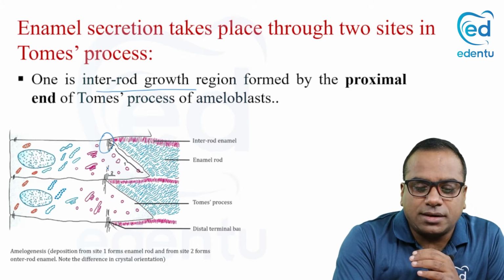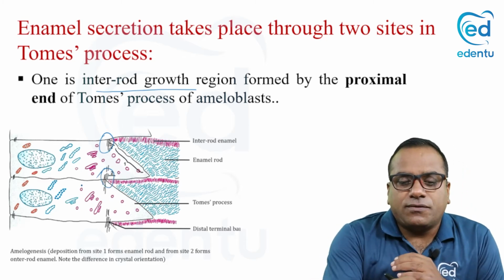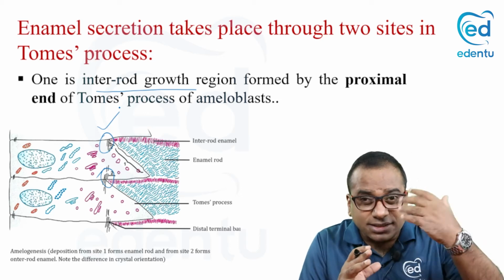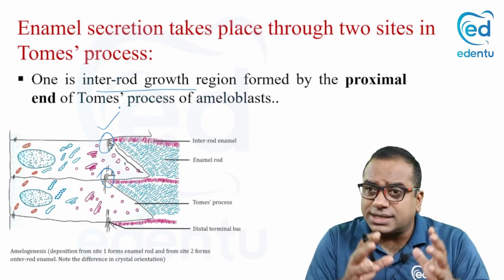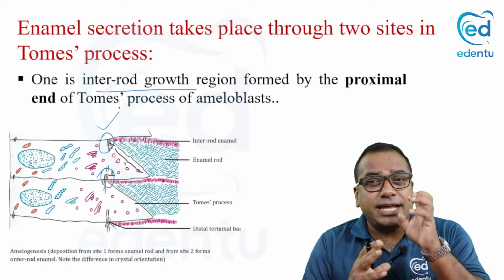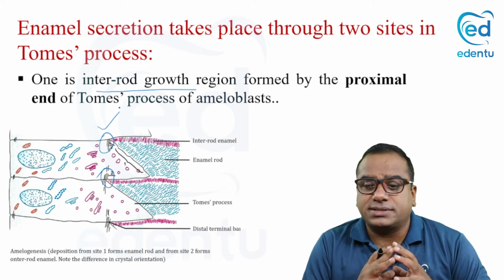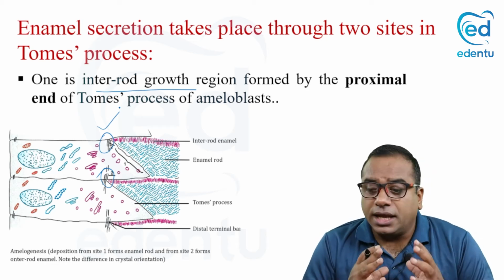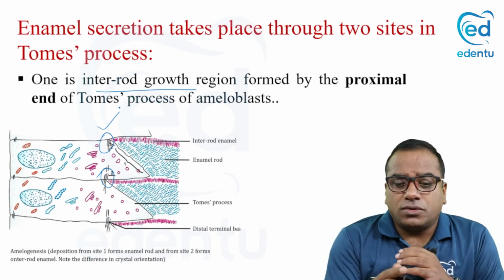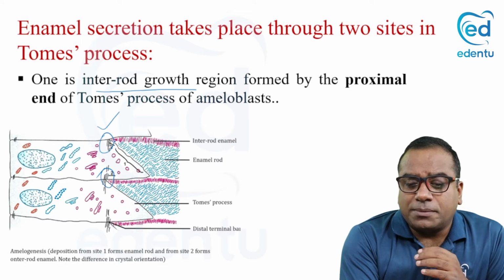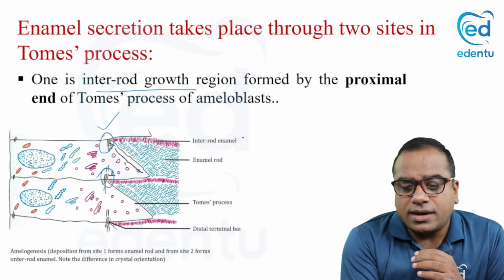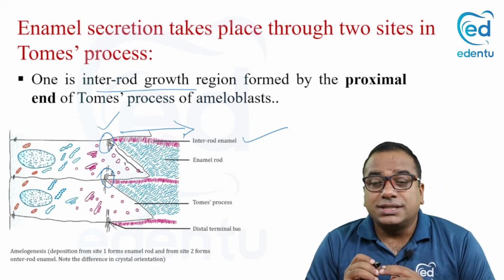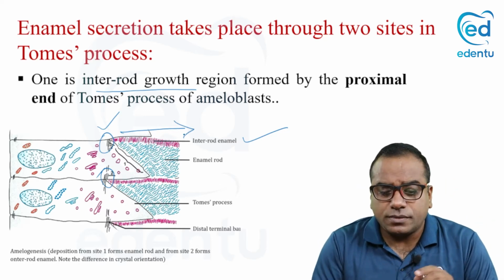This is your distal terminal bars. The site is located adjacent to the distal terminal bars all around the cell, and thus results in accumulation of enamel matrix between adjacent Toomes' processes to produce interrod enamel. So next to the distal terminal bar, this is the place where your interrod enamel is being formed. This is site number 1.